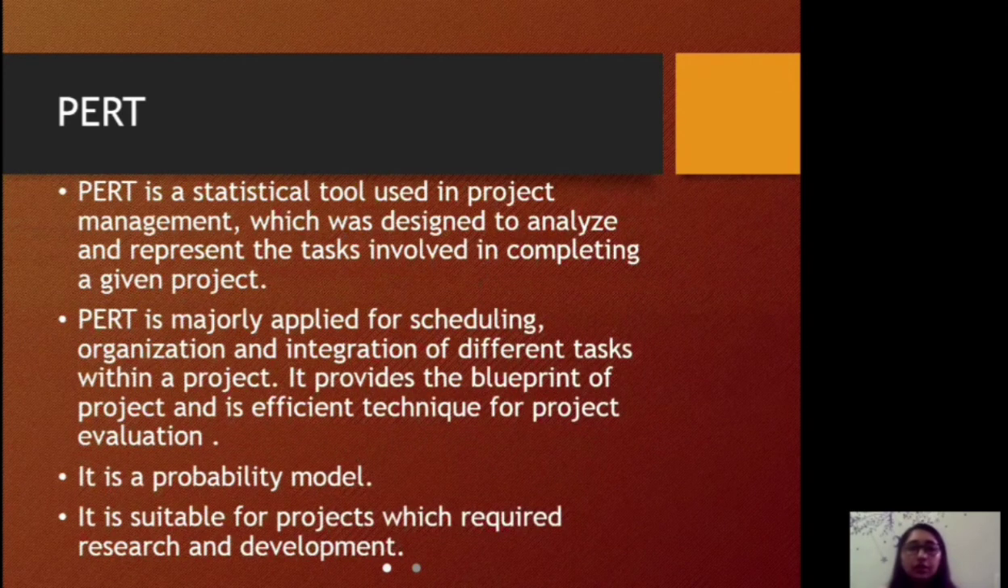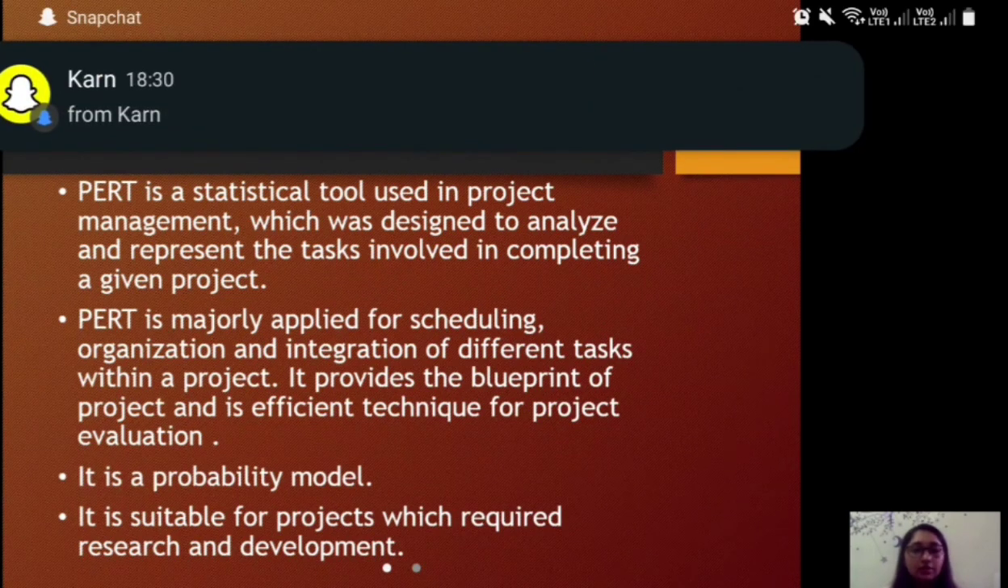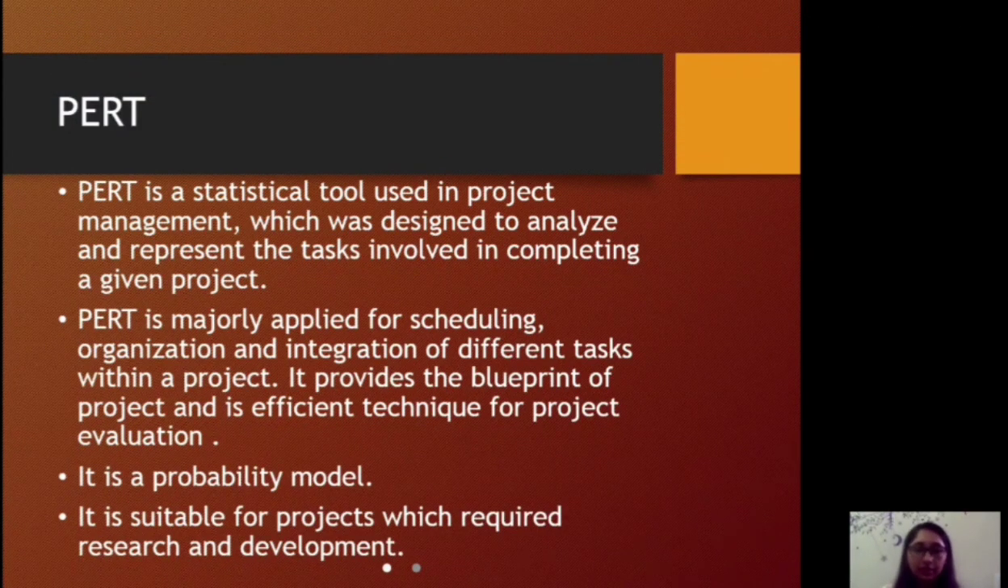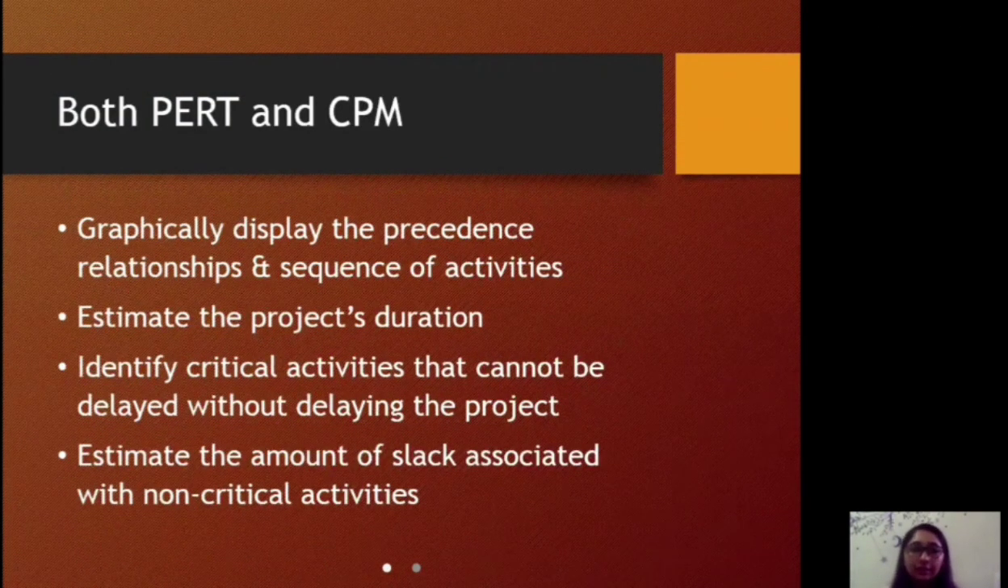PERT is a statistical tool used in project management which was designed to analyze and represent the tasks involved in completing a given project. PERT is majorly applied for scheduling, organization, and integration of different tasks within a project. It provides the blueprint of the project and is an efficient technique for project evaluation. It is a probability model. It is suitable for projects which require research and development. Both PERT and CPM can be graphically displayed.